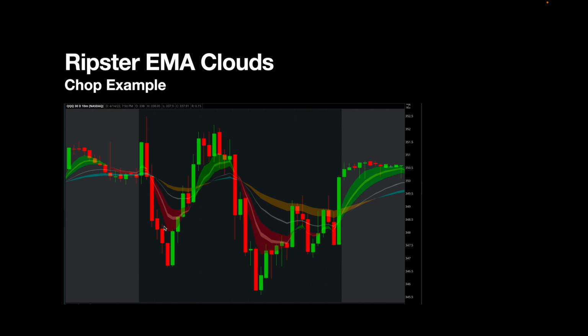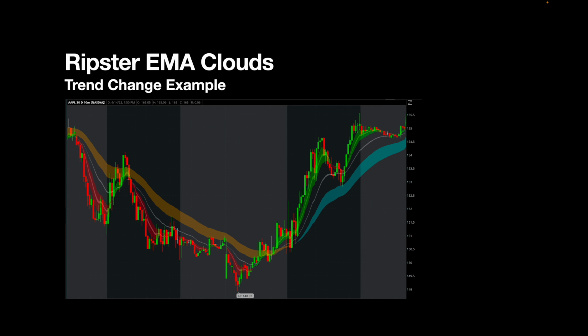It's super nice that these clouds can kind of give you that visual indicator real quick of what's going on with the price action. So that's something that you can watch for. And here's an example of trend change. This is Apple. And you can see this is the 10-minute chart again, just 2 days of price action.